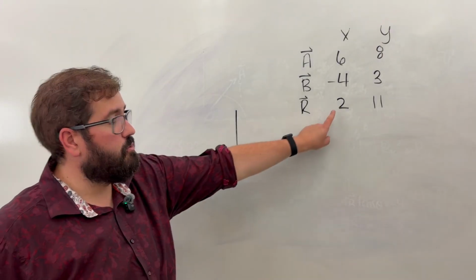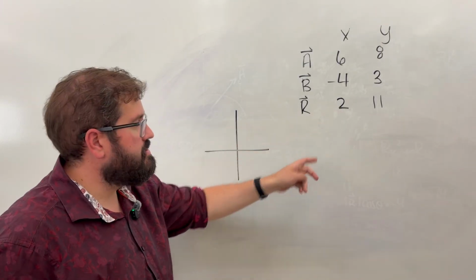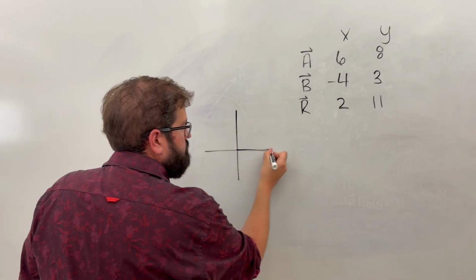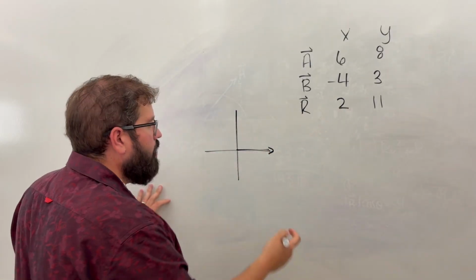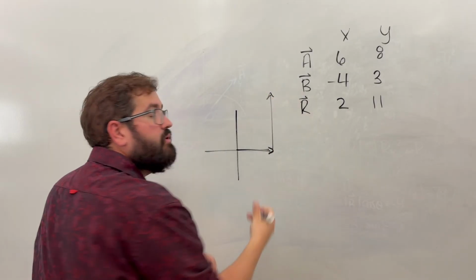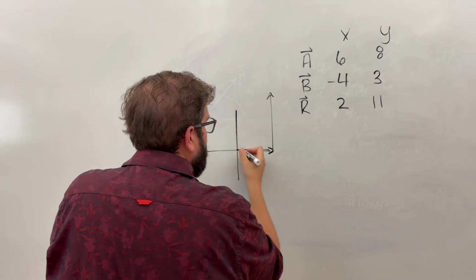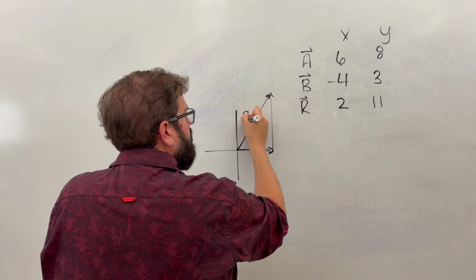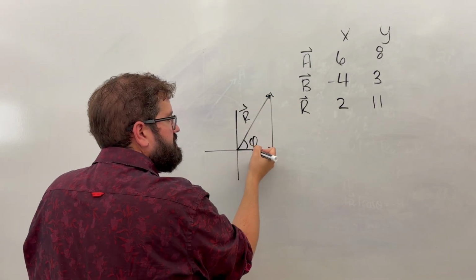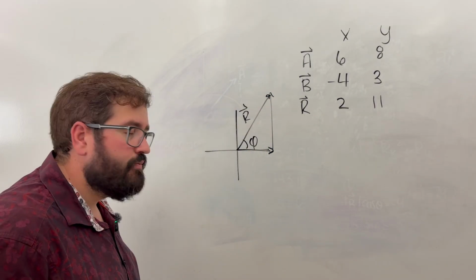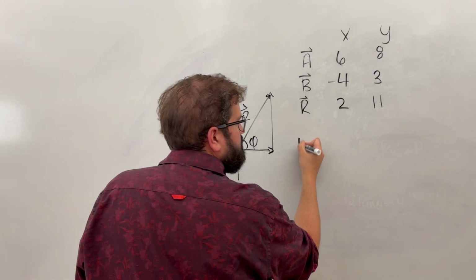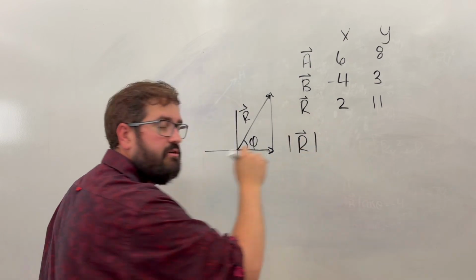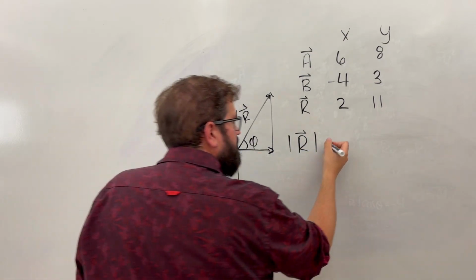We know we're going to the right 2 units because it's positive 2. And we know we're going up 11 units because the y was also positive. So we know the answer has got to be in the first quadrant. Connect those, we've got our resultant vector, and some angle we need to figure out. Now that forms a right angle triangle, so we can figure out the magnitude of the answer by using Pythagorean theorem.